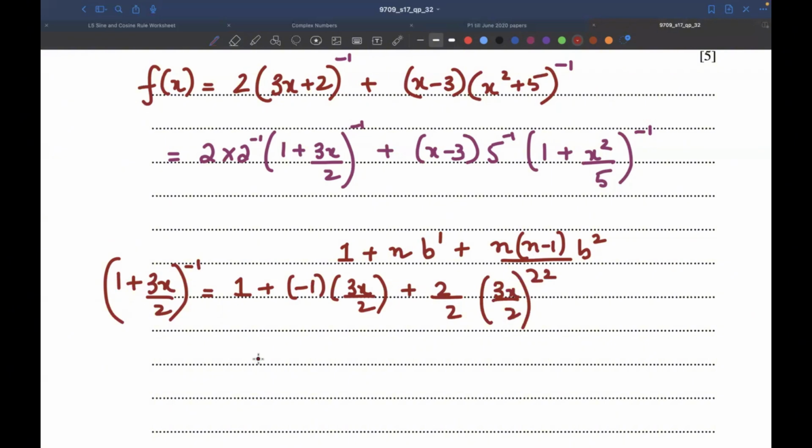Simplifying this, we'll get 1 minus 3x upon 2, and 2 and 2 will cancel. So this will become 9 upon 4x squared, because this is whole square. So this will become plus 9 upon 4x squared.